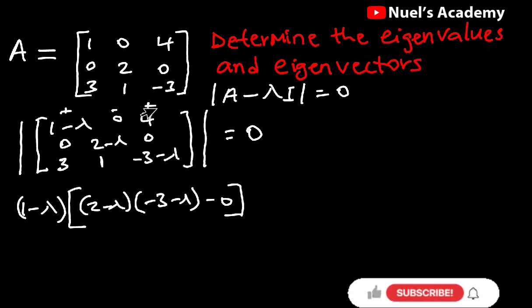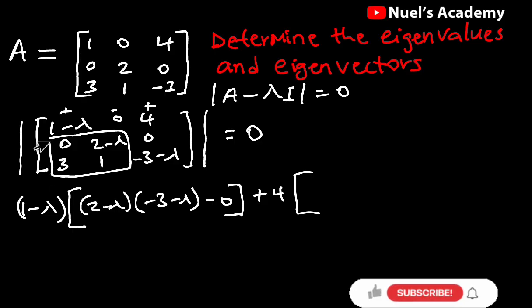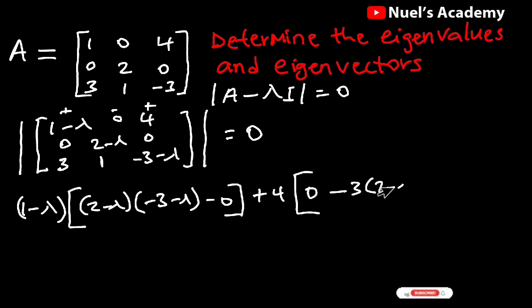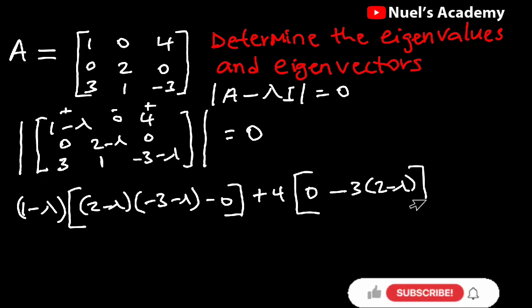And then let's come to this 4 here. So we have plus 4. We're going to rule out the first row and the third column. So we're going to be left with this. So we have 0 times 1 is equal to 0 minus 3 times 2 minus lambda. So we have 3 multiplied by 2 minus lambda. Now this is equal to 0.